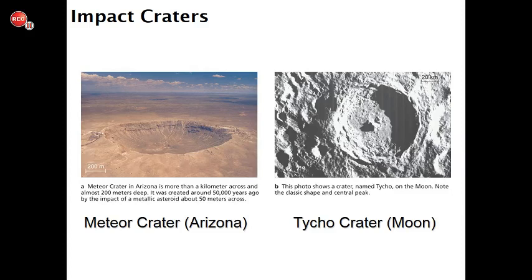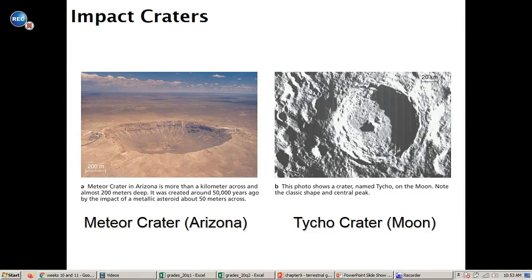For a lot of craters, you kind of have to go to the Moon or to Mercury. On the Moon, you kind of get the classic crater shape, a nice spherical shaped bowl, with sometimes a little ridge of material popping up in the center.